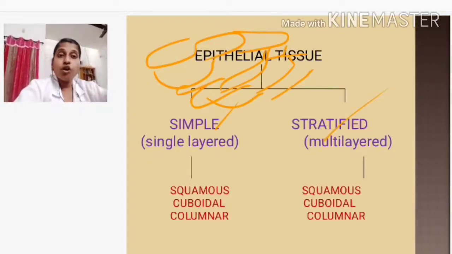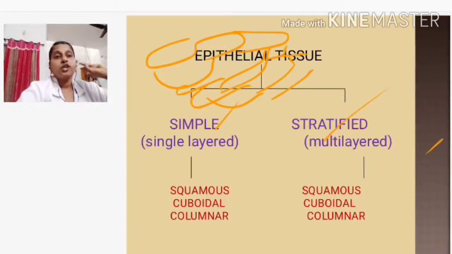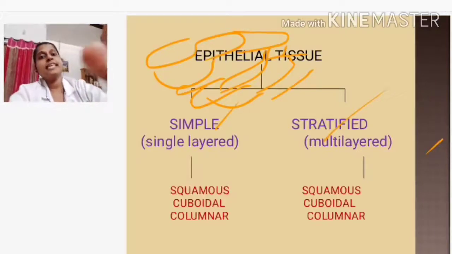If the columnar cells are present in many layers, then it becomes stratified columnar. So, the same simple tissue as well as the compound tissues are of three main types. What are they? Squamous, cuboidal and columnar. Clear? Now, you can see the diagram of the same.